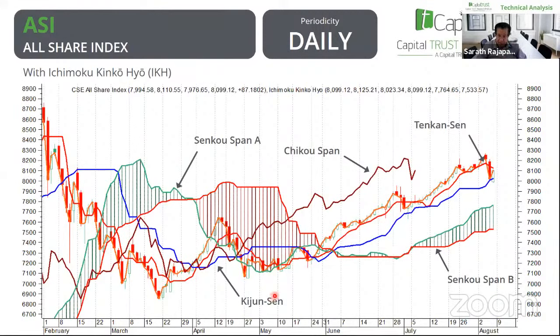Kijun-Sen here is the bottom, which is the support, the ultimate place to which the market could fall. That's the Kijun-Sen underneath here. Doesn't it say everything that we have to know about the market?